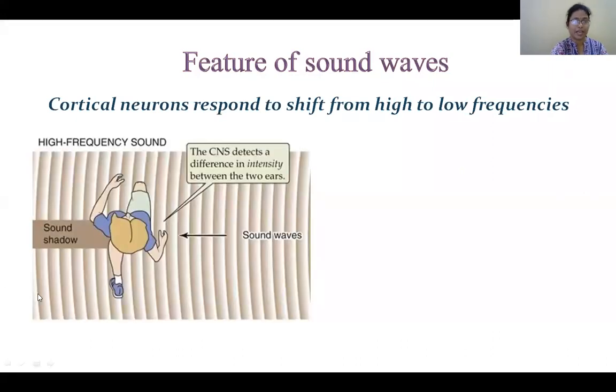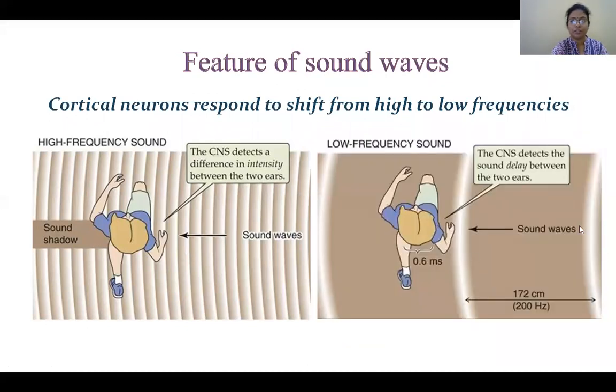For example, in this diagram, the sound waves are reaching the ears at higher frequencies as compared to this diagram, where the sound waves are reaching at a lower speed. So the central nervous system has got a capacity to differentiate between the intensities of sound reaching the two ears.